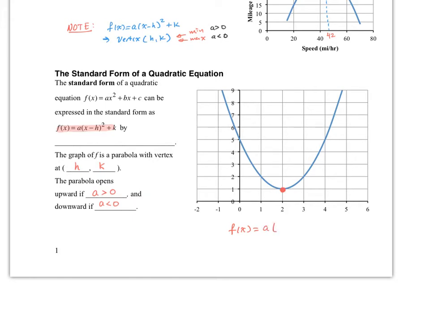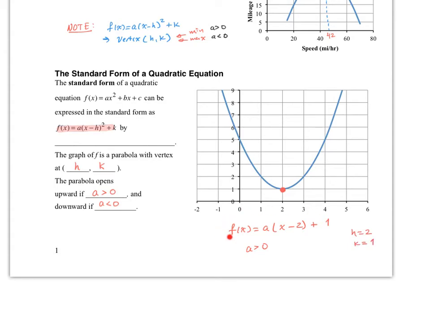This will be A times (x minus h) squared plus k. Here the value for A we still haven't figured out, but clearly you can see that A has to be positive because the graph is going up. You can figure out easily what's the value for the vertex. In this case, h is 2 and k is 1.